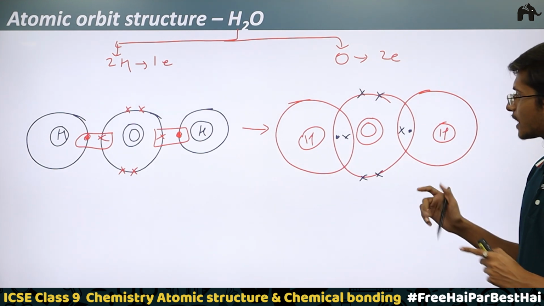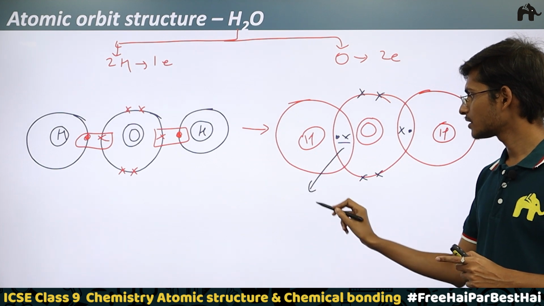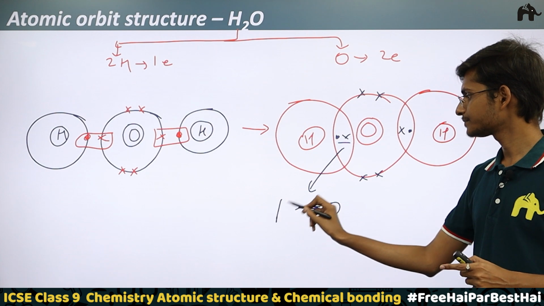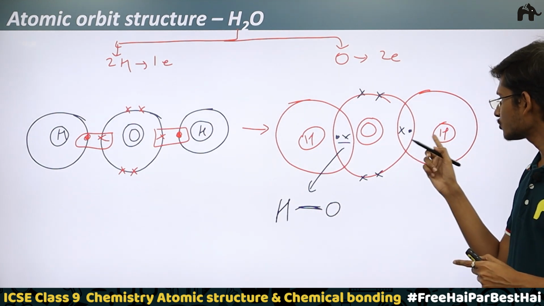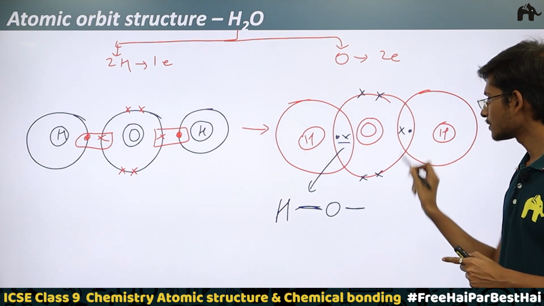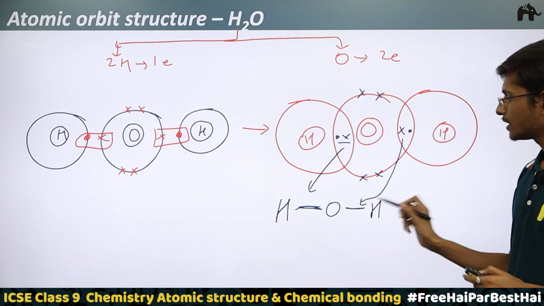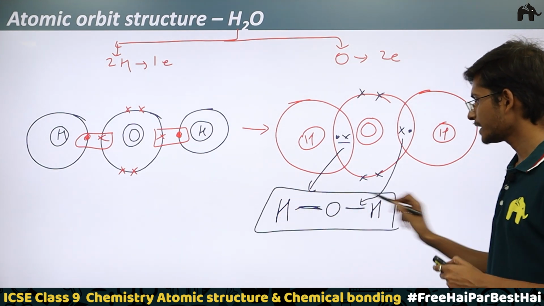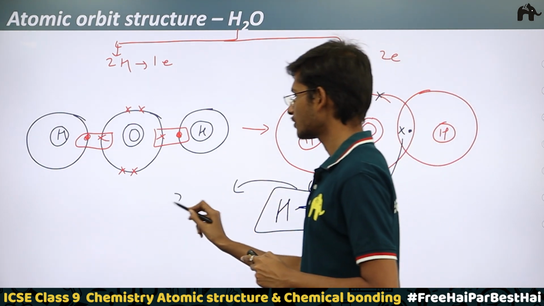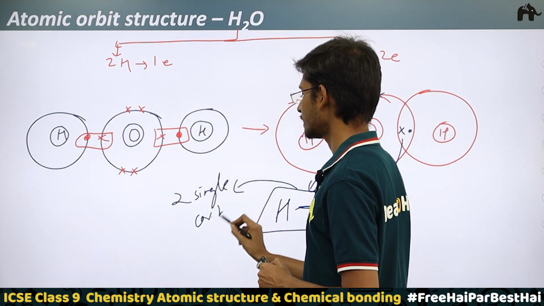Now in this formation, what is happening here? One pair of electrons is being shared between the oxygen and hydrogen atom. So this is a single covalent bond between oxygen and hydrogen atom, right? And here also one pair of electrons is there between oxygen and hydrogen atom. So again, a single covalent bond between oxygen and hydrogen atom. So in this way there are 2 single covalent bonds in water.